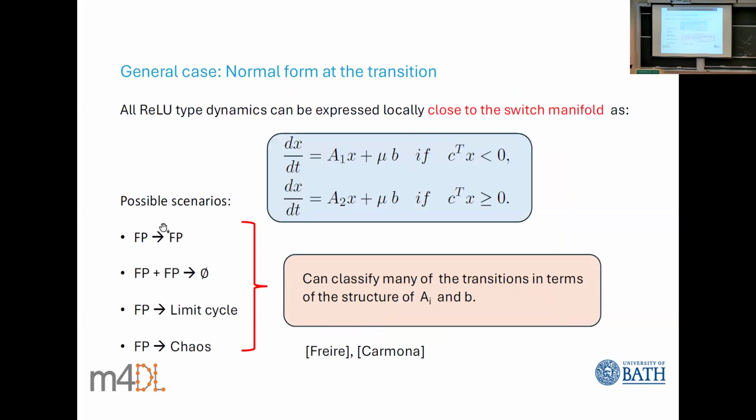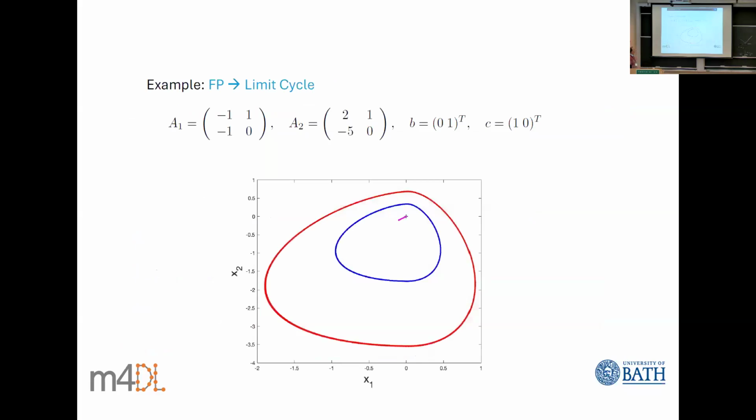You can classify. So we can have fixed points going to fixed points, which will be relatively straightforward. You can have fixed points annihilating each other. You can have fixed points going to limit cycles or fixed points going to chaos. So we can actually classify these things, and I would loosely argue that this helps us understand and control these things as we go through. I'm nearly done.